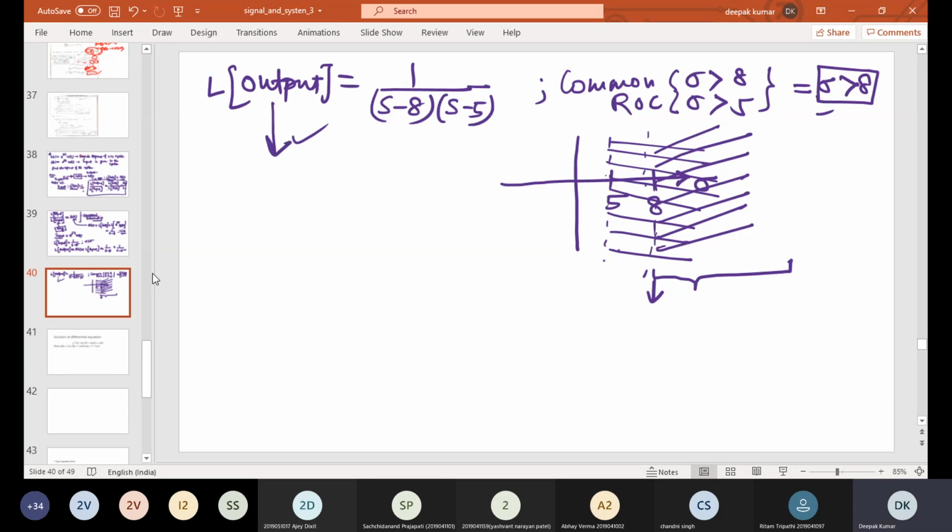Now what will be the output? Take both the sides, inverse Laplace transform.